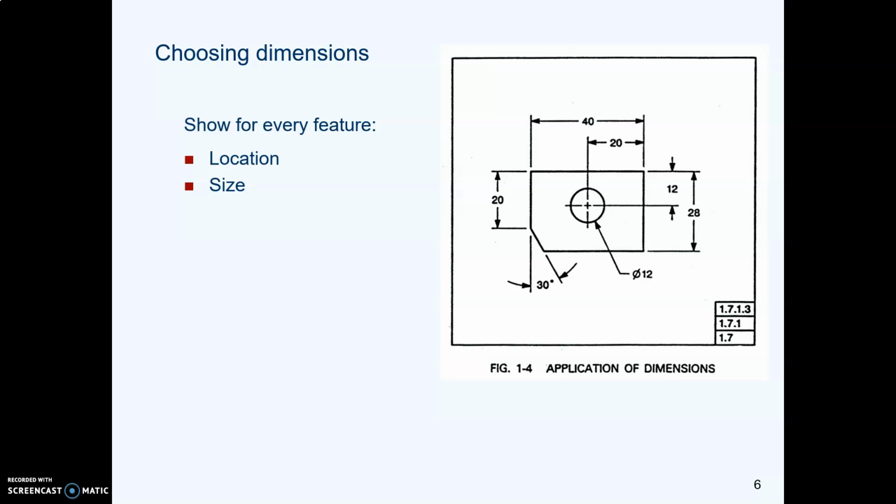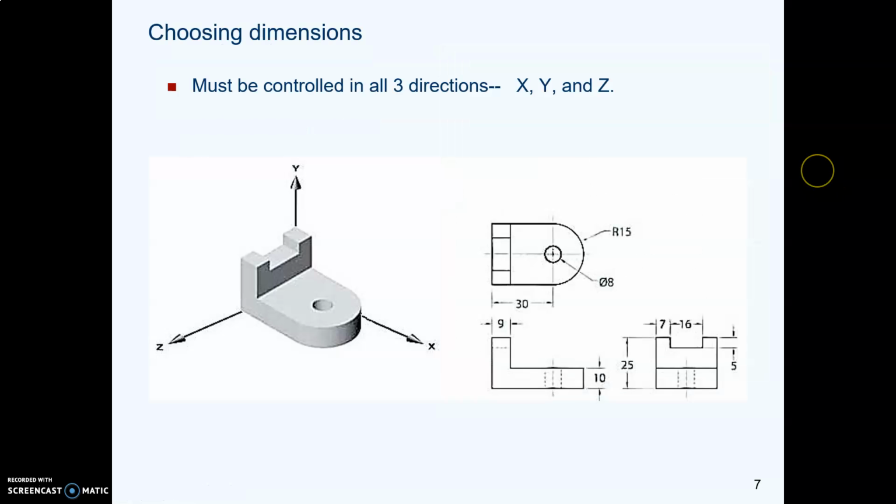So how do you figure out what dimensions to put on and where to put them? We need to have, for every feature, its location and its size. And a feature could be a hole, or an angle, or a thickness, or anything on this part is a feature. So every feature needs to be located and sized. And we must do that in all three directions. So the location and the size in the X direction, the Y direction, and the Z direction.